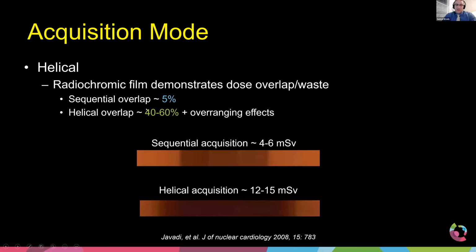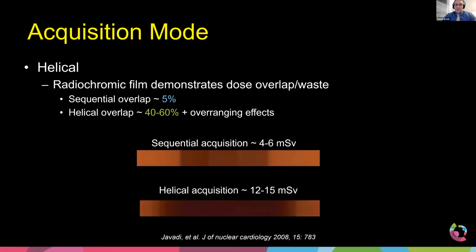And so there can be at times 40 to 60% overranging effect. The overall dose is just that much higher. You can just see sequential acquisitions 4 to 6 millisieverts versus 12 to 15 millisieverts. And this is a study. It's a little older now, so I would probably say these numbers will come down just a little bit, just by nature of having more efficient, greater technology-based scanners.